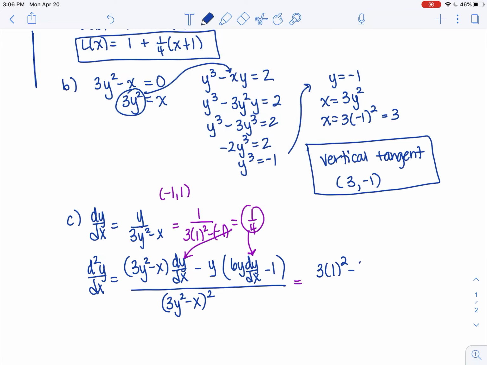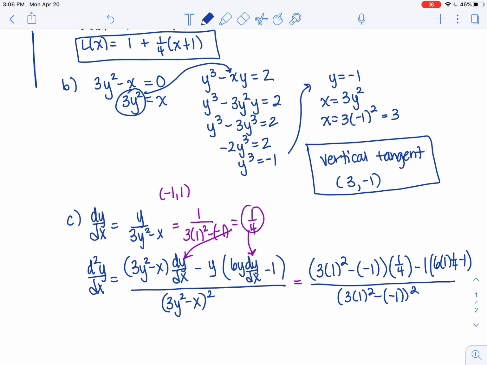So I'm doing 3 times 1 squared minus negative 1, watch your parentheses, times dy/dx, which was 1/4, minus y, which is 1, times 6 times y, times 1/4, minus 1, all over 3 times 1 squared minus negative 1 whole quantity squared. And honestly, I would leave my answer just like this.